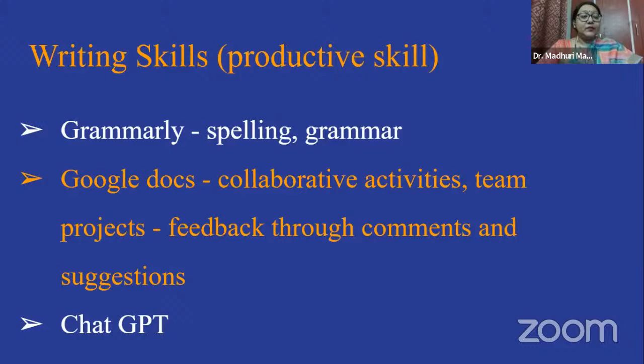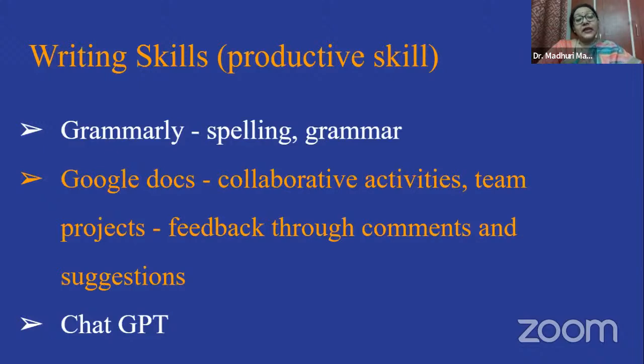The next I go on to is writing skills. Now, writing is a productive skill and again a very important skill because we need to write very often throughout the day and throughout the course of our education. Now, Grammarly is a very popular tool. It can help you in checking spelling and grammar. It can also help you with sentence construction. It can point out where the usage is inappropriate. So Grammarly can be used.